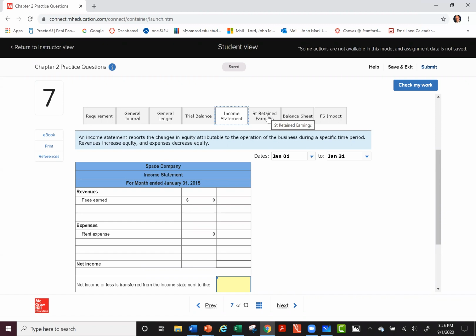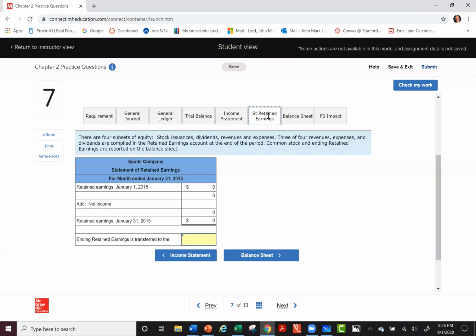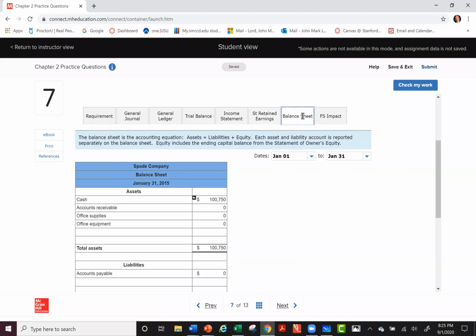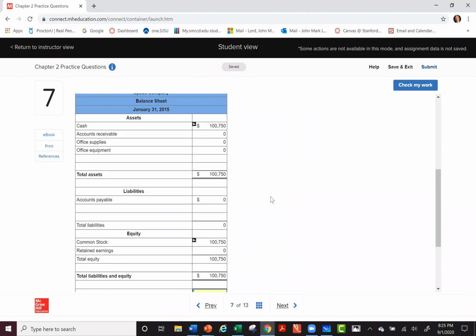I haven't said anything about dividends. So retained earnings is what? Zero. Should I see anything in my balance sheet? Yes. Good. The balance sheet shows me total assets, cash, totals of my assets. No liabilities yet. Stockholders' equity, just the common stock, right?